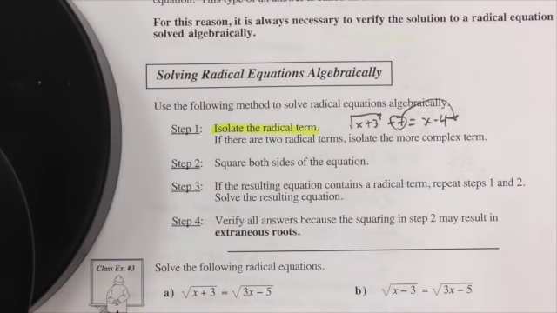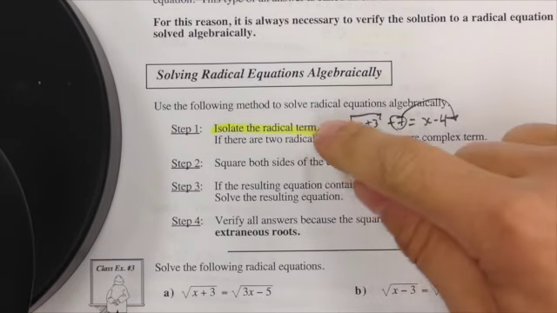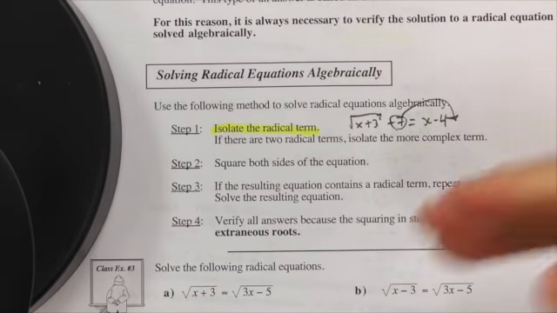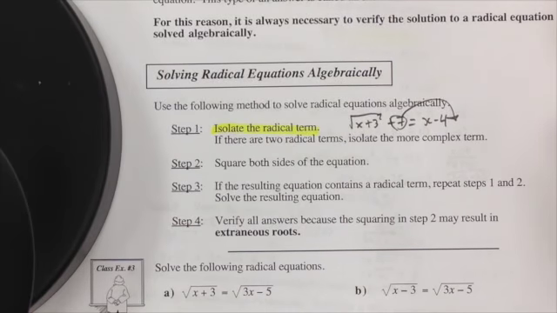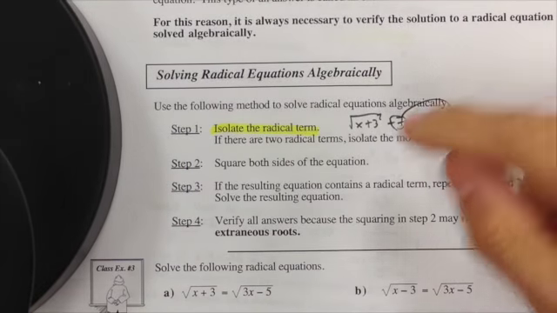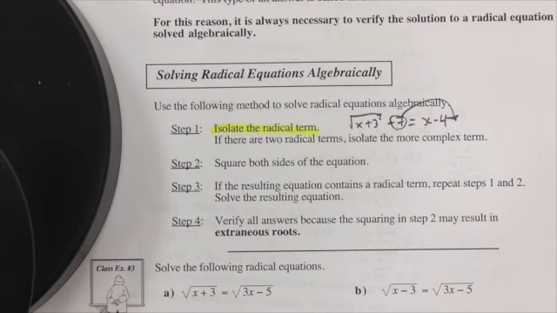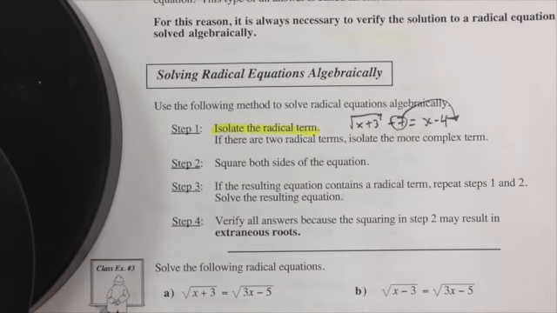And then if the resulting equation contains a radical term, you need to repeat these first two steps: isolate the radical term again, and then square both sides again. Then the last thing you need to do is verify all answers, because the squaring in step 2 may result in extraneous roots. That is all.